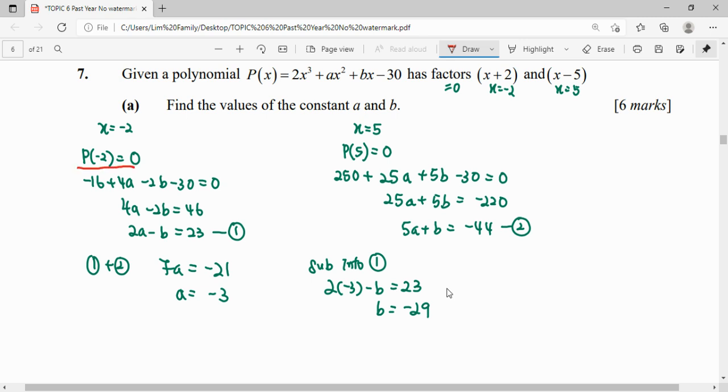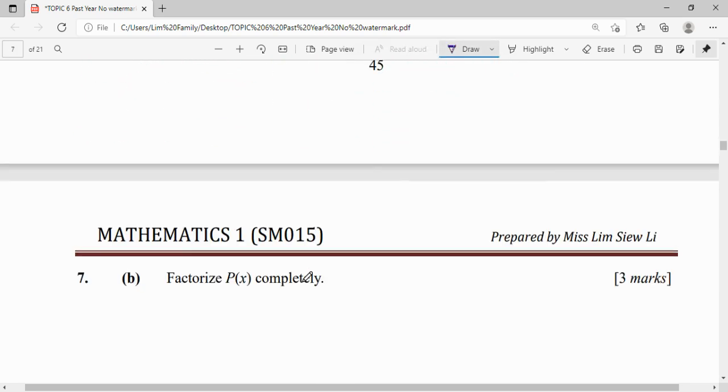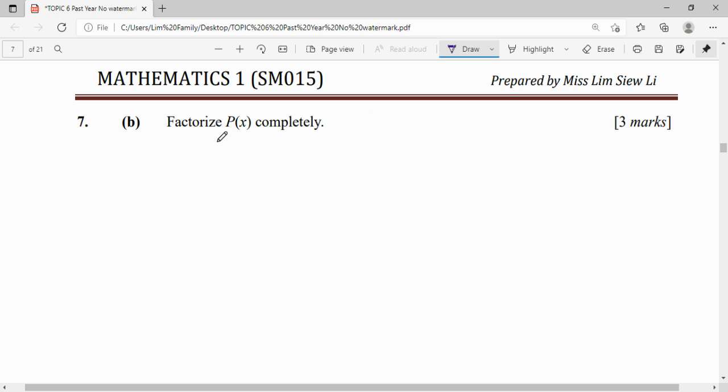So this is our factor theorem, which is our basic. Need to write it clearly and then substitute the value for both. And we try to solve the simultaneous equations to get the answers for a and b. Then we proceed to question b. They say, then factorize the polynomial completely. So use the values that I found just now.